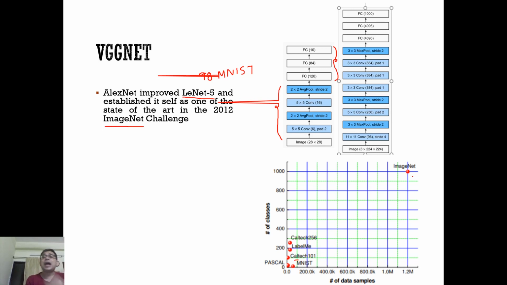image datasets, and that's the reason that when AlexNet proved its supremacy on ImageNet, people started taking CNN more seriously, and that's when more and more architectures came up.